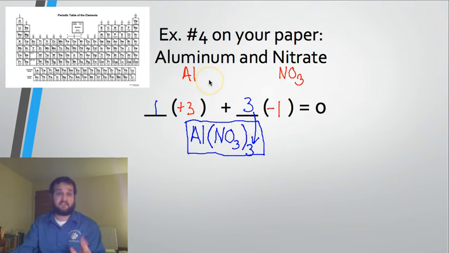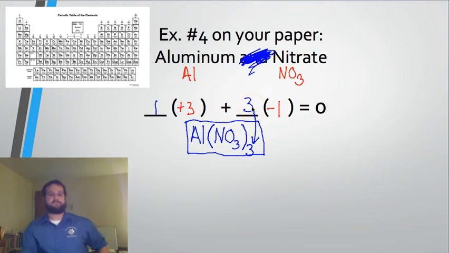Now for writing the name. This is the really tricky part. Are you ready? You see this and sign, or and word? And we're done. Aluminum nitrate. We don't need to change the ending at all. We literally just take the words and write them again.